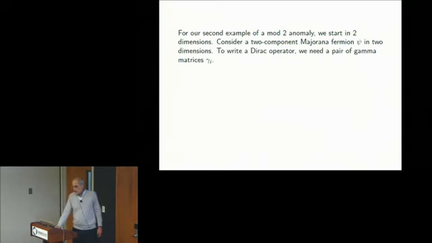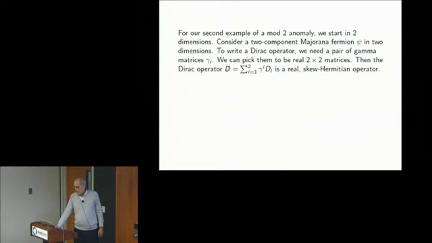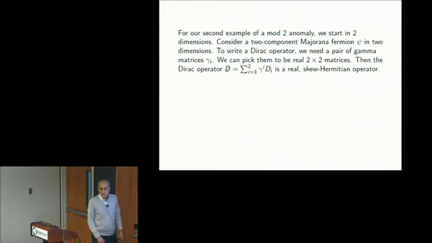And to write a Dirac operator for it, we need a pair of gamma matrices, and they will be 2 by 2 matrices, since the spin 2 representation is 2-dimensional, and we can pick them to be real 2 by 2 matrices. And when we do that, the Dirac operator is a real skew Hermitian operator. If you like your Dirac operators to be Hermitian, you could multiply by i and then call it an imaginary Hermitian operator. But I'll leave it as a real skew Hermitian operator.